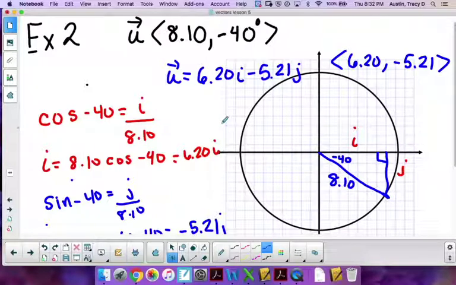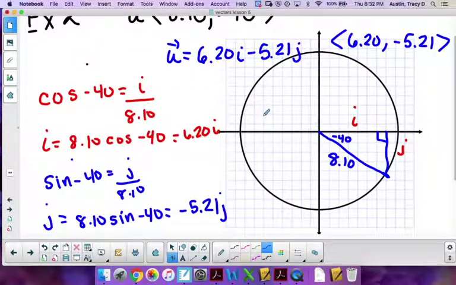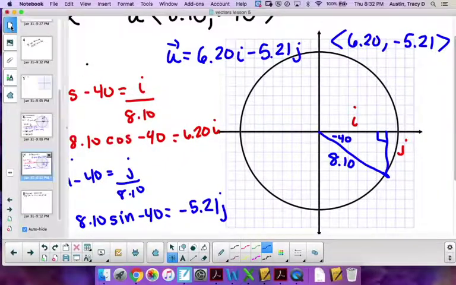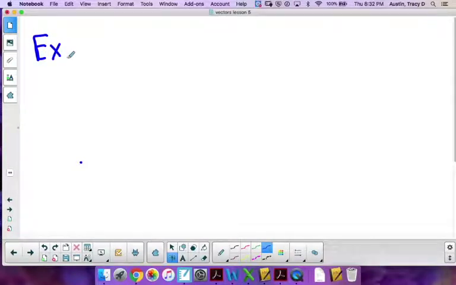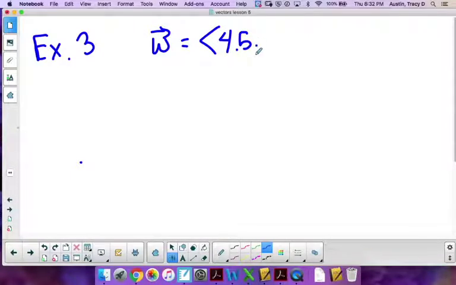All right, so one more example, and then I will let you get started on what you're doing. Example 3. All right, so let's see, vector w this time. Magnitude of 4.5 and an angle of 210 degrees. Yeah, 210 degrees. We know that, I mean, that's one that we know that works. But let's go ahead and put it in.